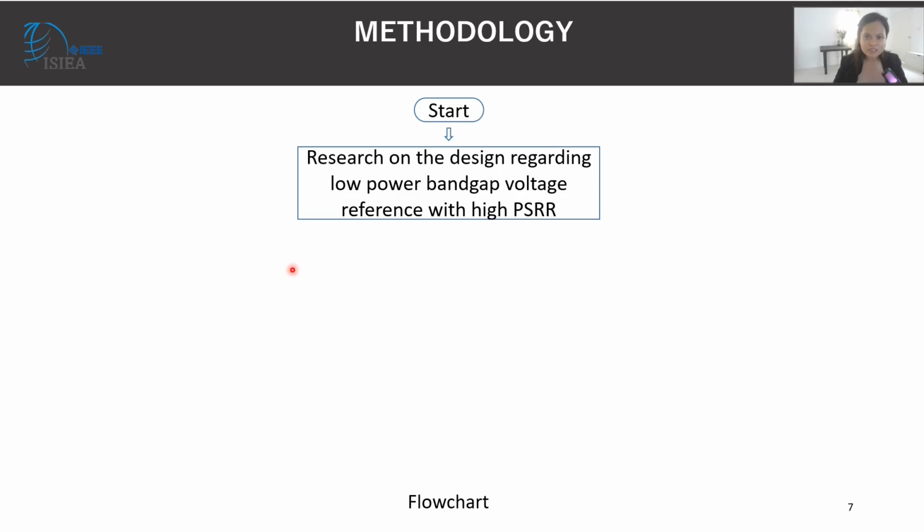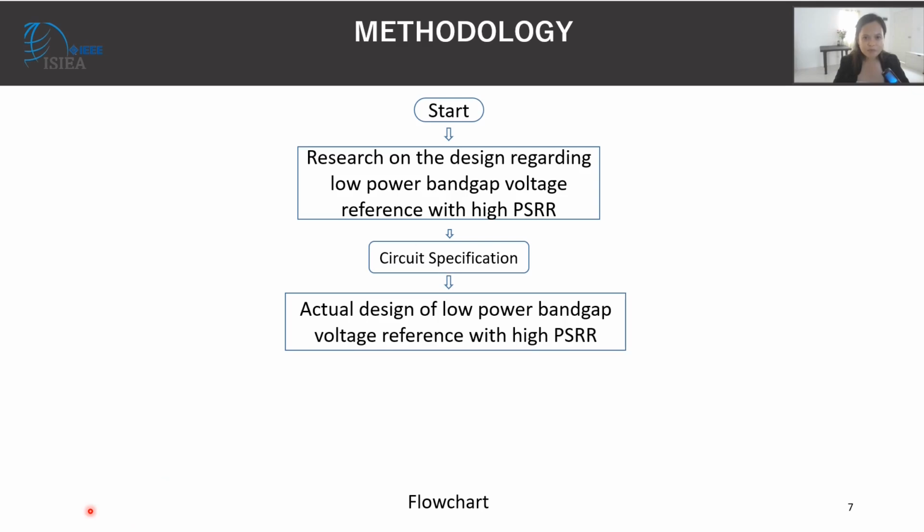The first part of the process dealt more with researching ideas and concepts regarding CMOS bandgap voltage reference in the 180 nanometer CMOS process. The second part involves the actual design of the low power bandgap voltage reference. In order to successfully design the bandgap voltage reference, the ideas and concepts in the first part must be applied in the designing process. Furthermore, circuit specifications must be set before the designing, as well as the designing of the startup circuit. This startup circuit is a sub-block of the voltage reference that ensures proper operation of the bandgap voltage reference. And the third part of the flowchart dealt more with circuit simulation.